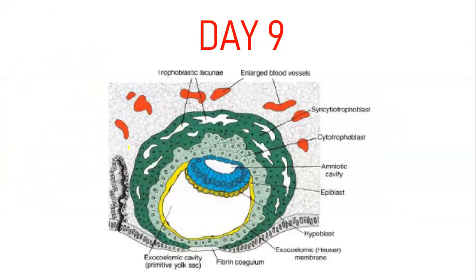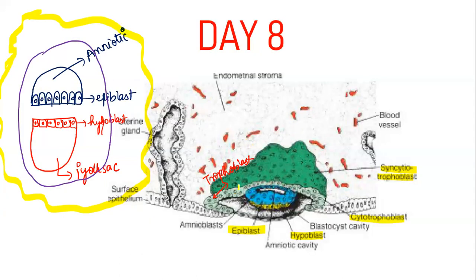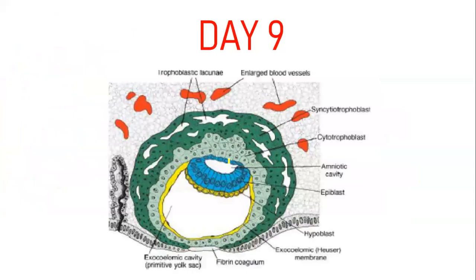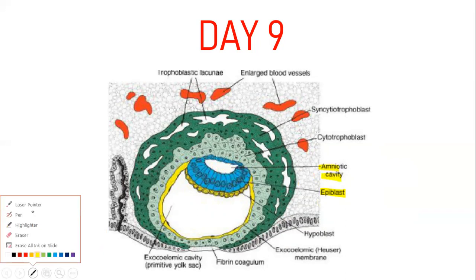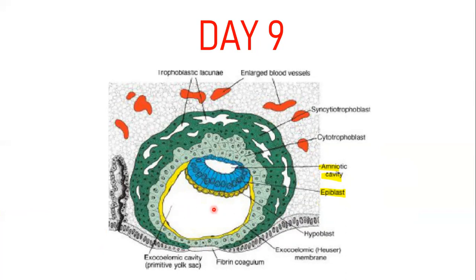Now, coming to day 9. Can you make out what happens? This structure that we have seen in day 8 is going to grow extensively, and you get some structures like this. Can you make out these blue colored columnar cells? These are epiblast, and they are enclosing a cavity called the amniotic cavity. This light green one is your cytotrophoblast, and this dark green one is the syncytiotrophoblast. And there is a cavity here, called your primitive yolk sac. We'll come to that now.